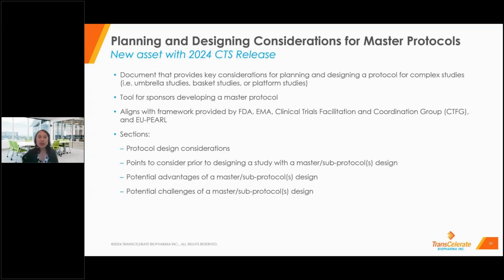There's also a list of potential advantages, such as adaptive decision-making and the ability to leverage a common control group. And finally, there is a list of potential challenges, such as operational and statistical complexities to think through.